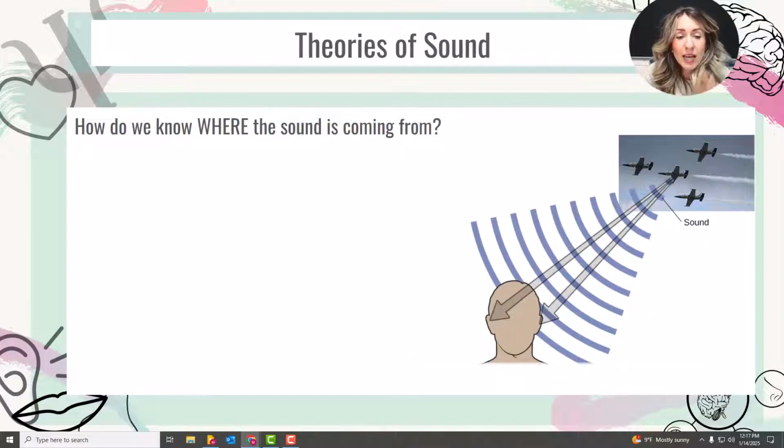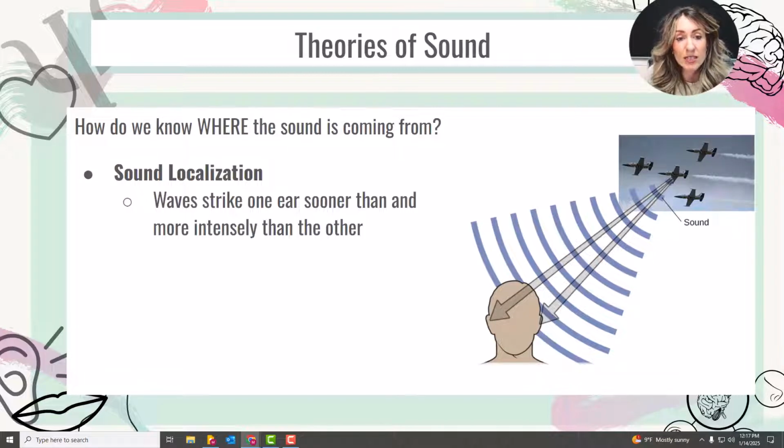Now, the next question is, how do we know where sounds are coming from? With this, we use something called sound localization. Really what this tells us is that there's a reason we have two ears. Sound waves strike one ear before the other, even if it's just a quick moment of difference, and that helps orient us to the location of the sound.